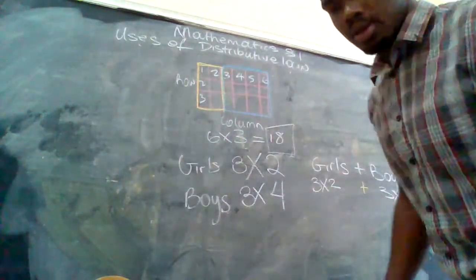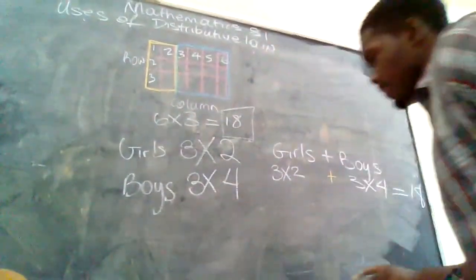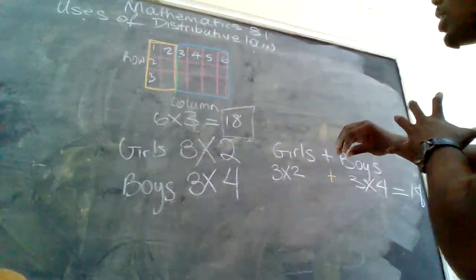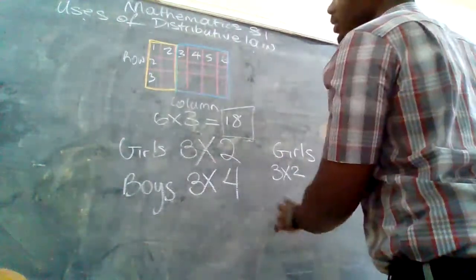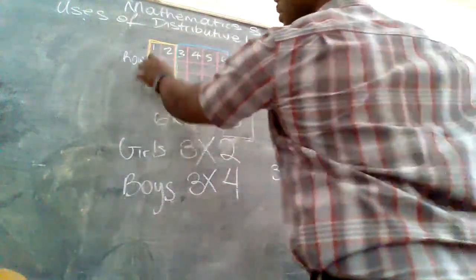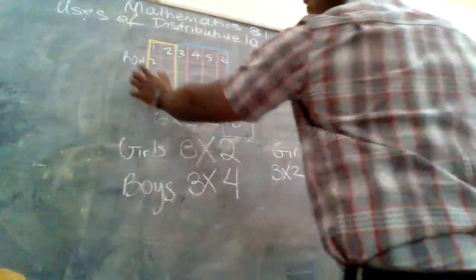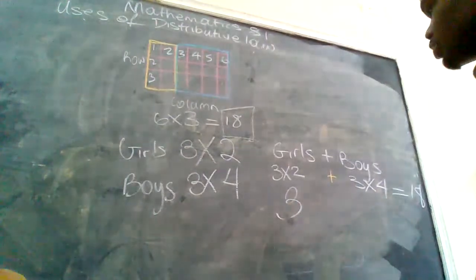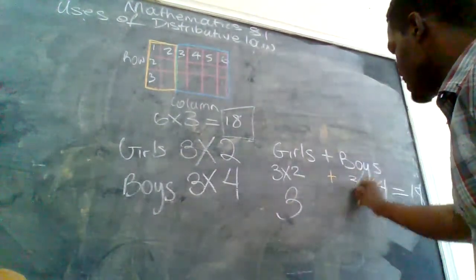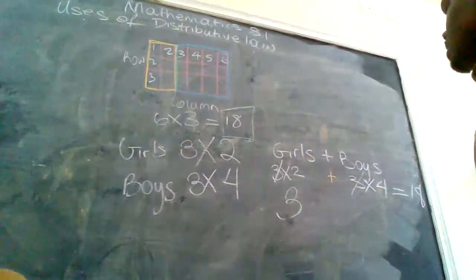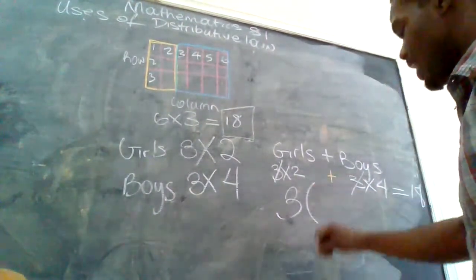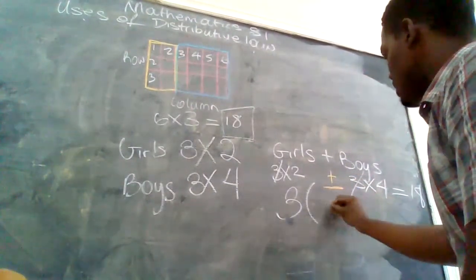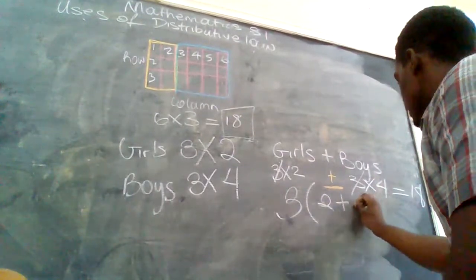Okay, stick with me now. To find how this is distributed, don't you see something in common? The girls have the same 3 rows, and the boys have the same 3 rows. So the 3 is common to both. I'm going to cancel out this 3 and that 3. Whatever is left, I'm going to add just the same. I'm organizing it, so I'm going to put 2 plus 4.